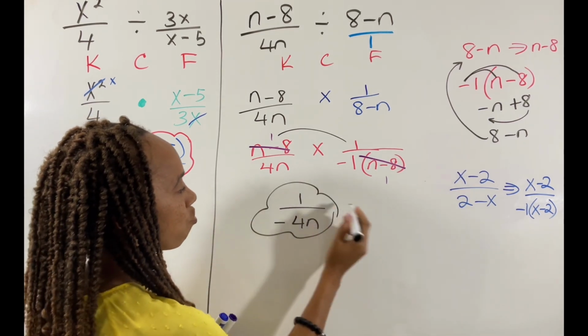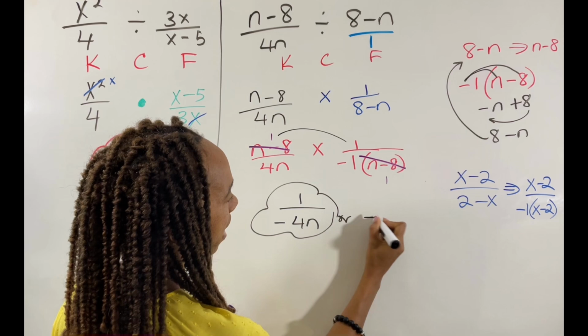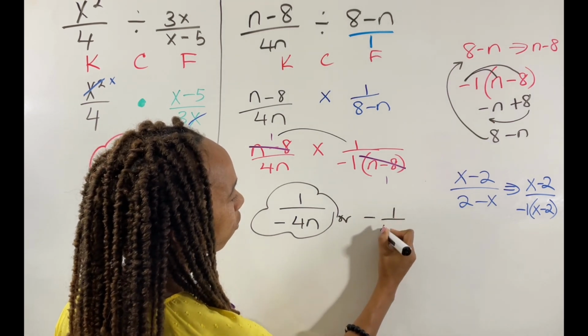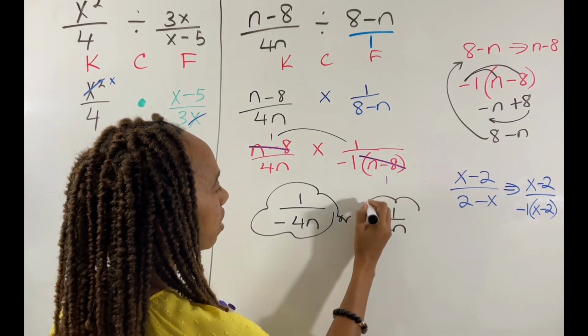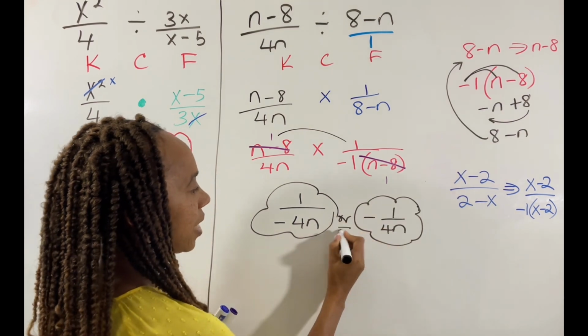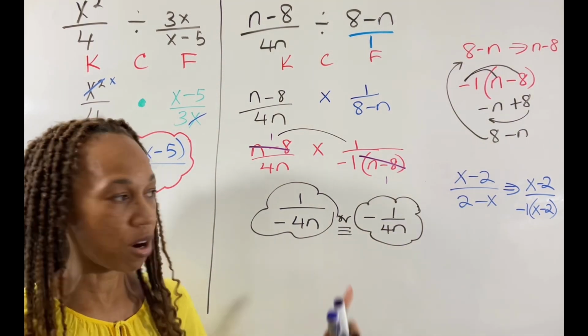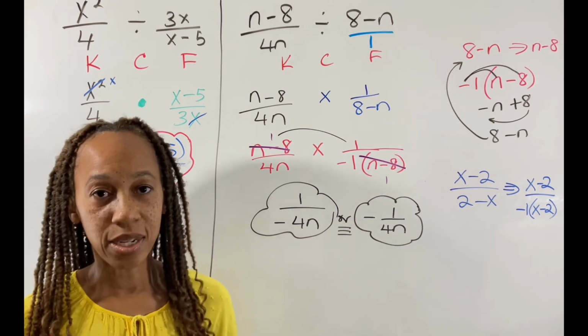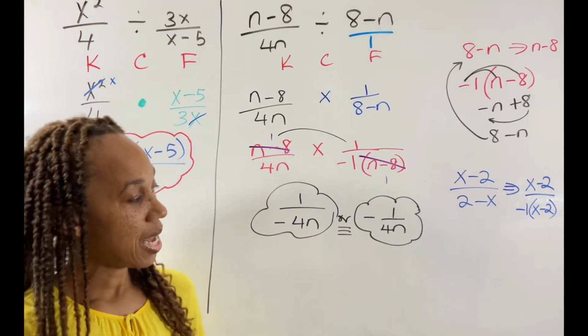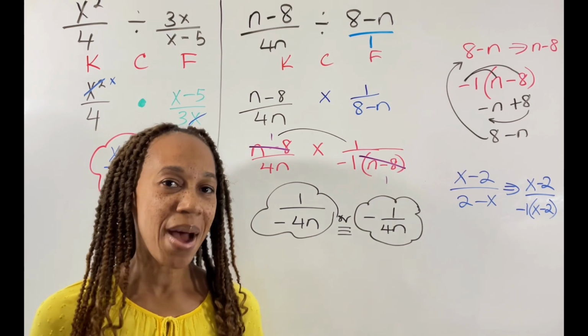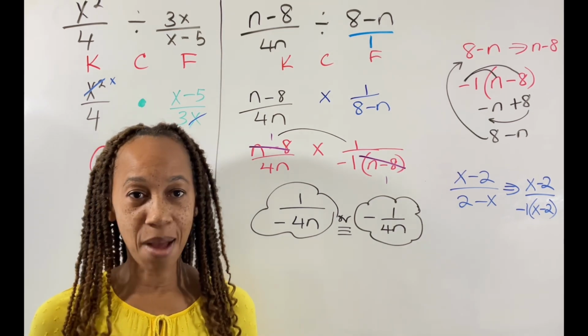Or you can write it in this format, negative 1 over 4n. So either one is acceptable. Put the "or" there so you know that either way your answer is correct and it is acceptable. As you should know by now, I like to give various examples.